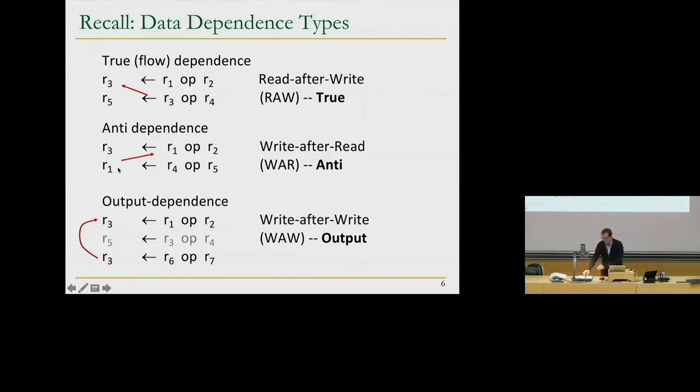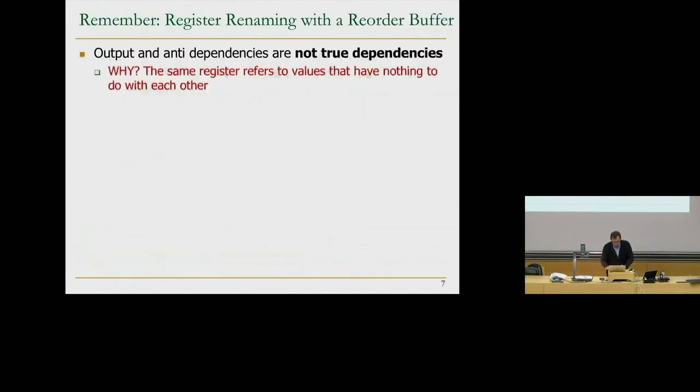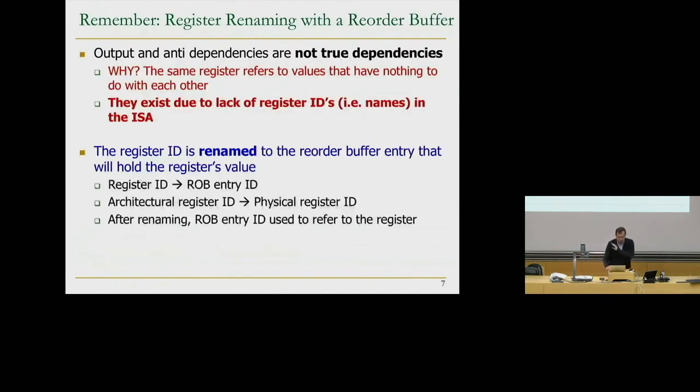And what we did with the reorder buffer is eliminating that, renaming. And that's true for this also. There's no data flow relationship between these two instructions. This R3 is actually referring to completely different things. Okay, so that's why we eliminated, and I already talked about this. Essentially, what we've done is we mapped the register ID to a reorder buffer entry ID. Or you can think of this as architectural register ID mapped to a physical register ID.